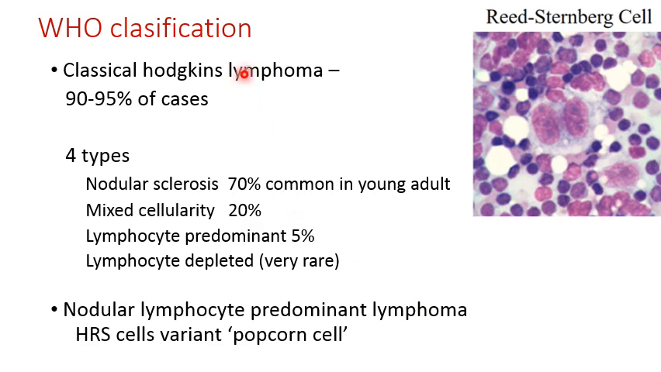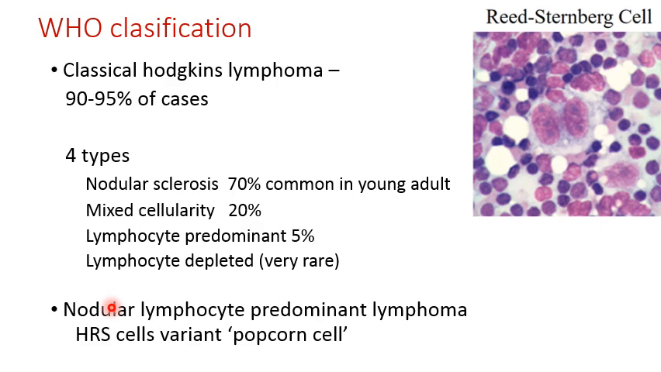Now these names, it's good to know because in a lot of diagnosis cards you will get this type of names. So there are four types. The commonest is nodular sclerosis, which occurs in 70% of cases, and it's common in young adults, and the prognosis is also good. The second commonest is mixed cellularity. The third one is lymphocyte predominant. The fourth one is lymphocyte depleted. So I said there are two groups, the one with the classical Reed-Sternberg cell. Then there is another group.